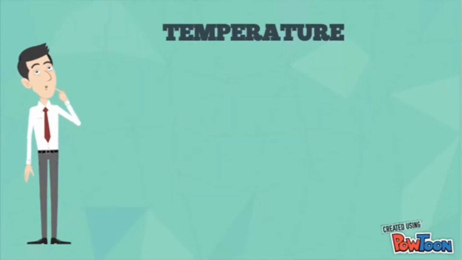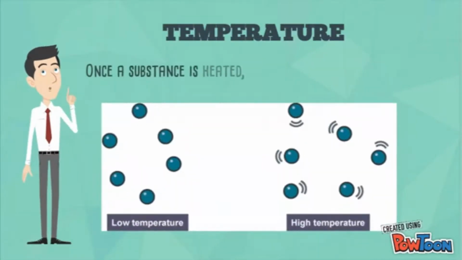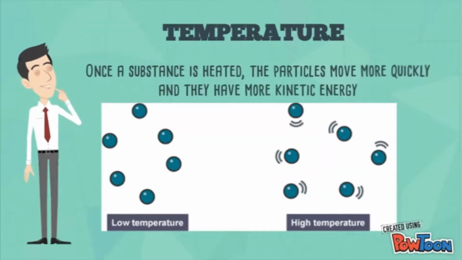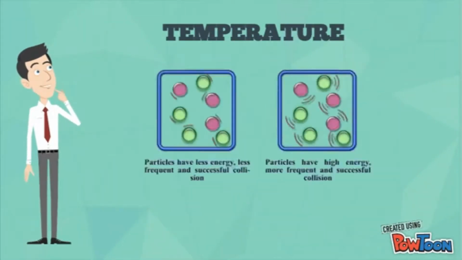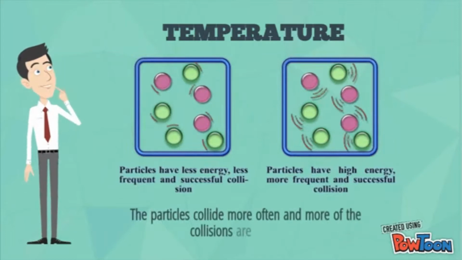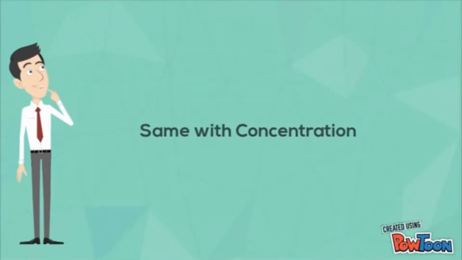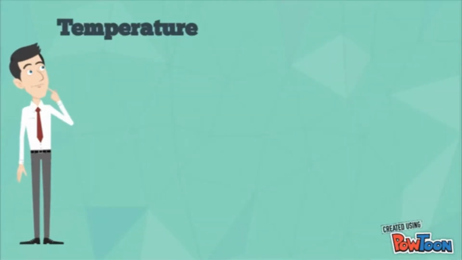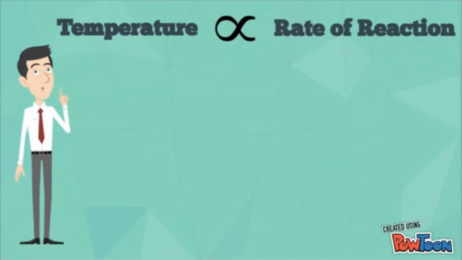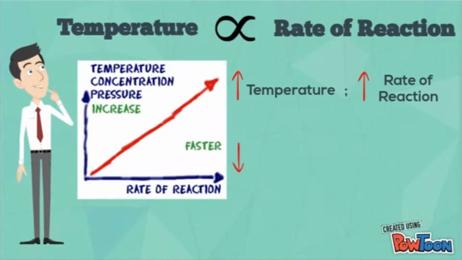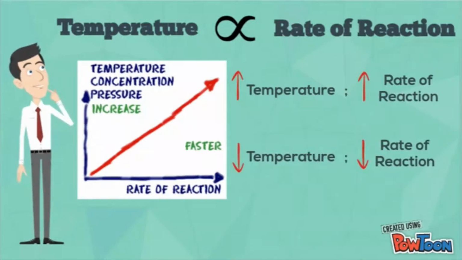Next is temperature. Once a substance is heated, the particles move more quickly and they have more kinetic energy. The particles collide more often and more of the collisions are successful. The rate of reaction, therefore, increases. Same with concentration, temperature is also directly proportional to the rate of reaction. As temperature increases, the rate of reaction also increases and vice versa.